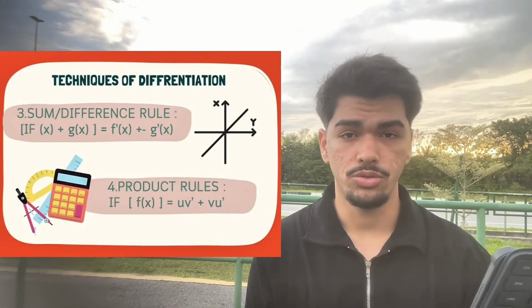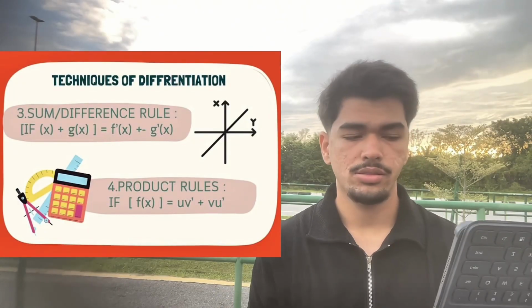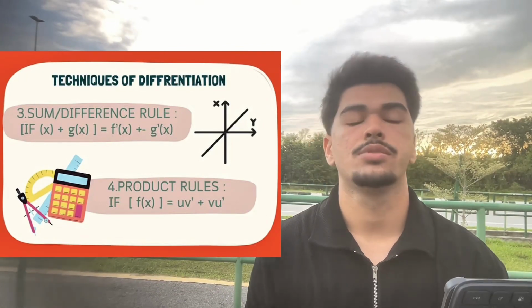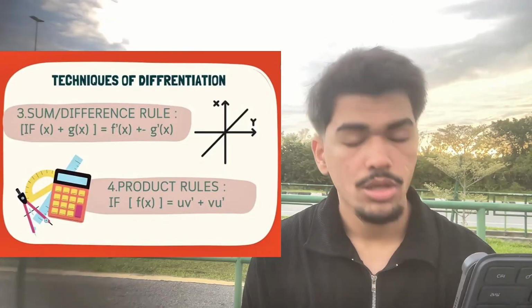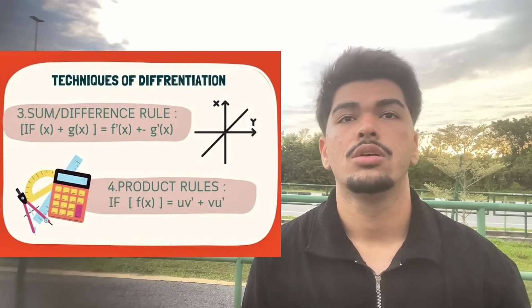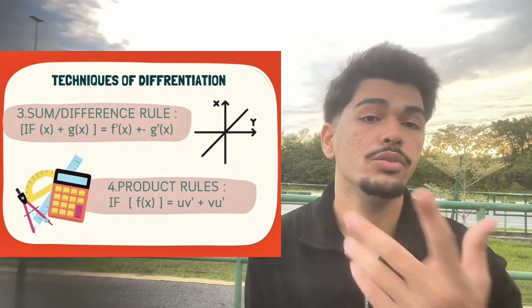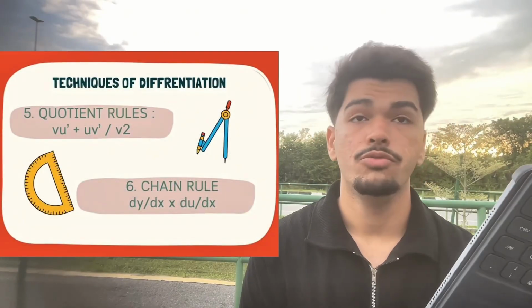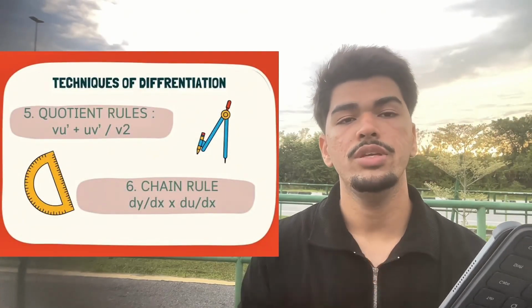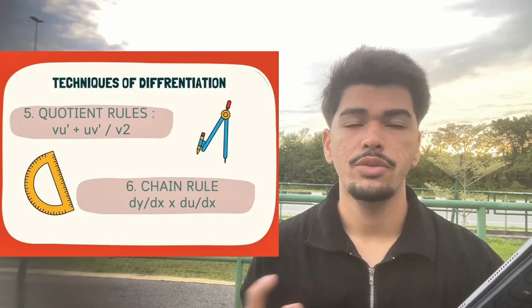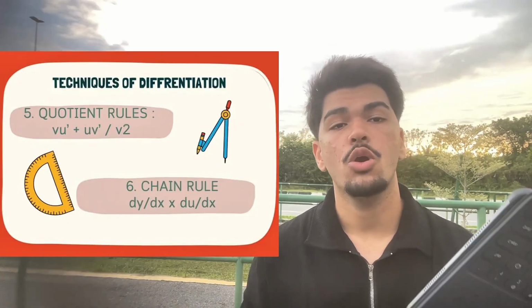For the third one, the sum or difference rule. If f(x) equals u(x) plus or minus v(x), then f'(x) equals u'(x) plus or minus v'(x). And if f(x) equals uv, then f'(x) equals uv' plus vu'. We call it the product rule. We mostly use the product rule in our calculus. Then the fifth one, the quotient rule: vu' minus uv' over v squared. That's only the formula. And for the sixth one, the chain rule: dy/dx equals dy/du times du/dx.